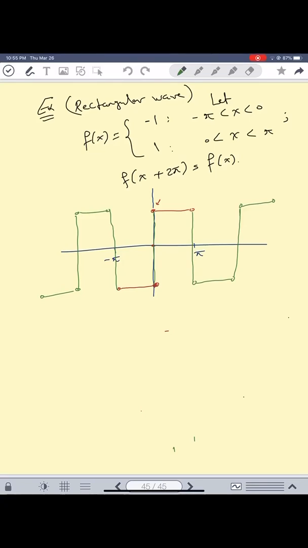Okay, so this is our function. As a first part of the example, we want to find the Fourier series of this function.